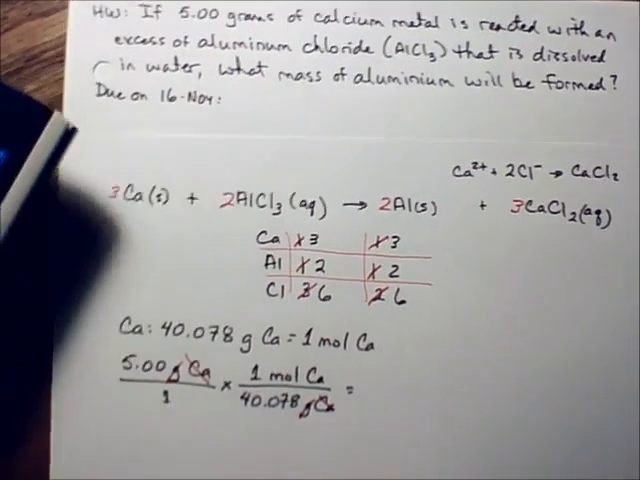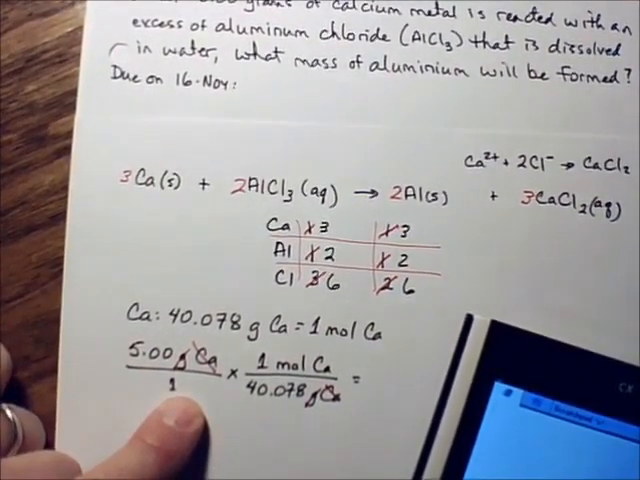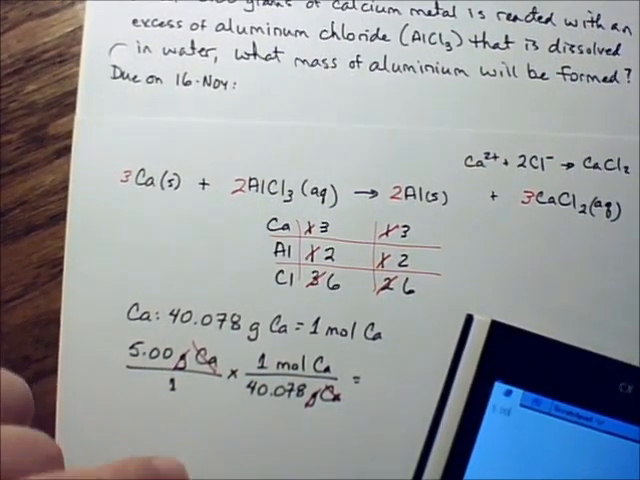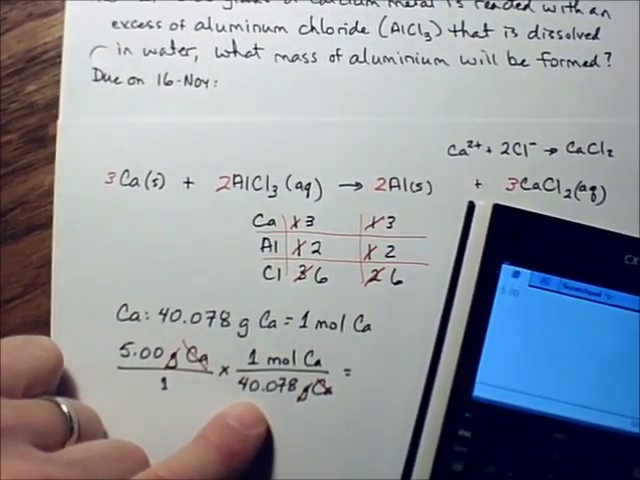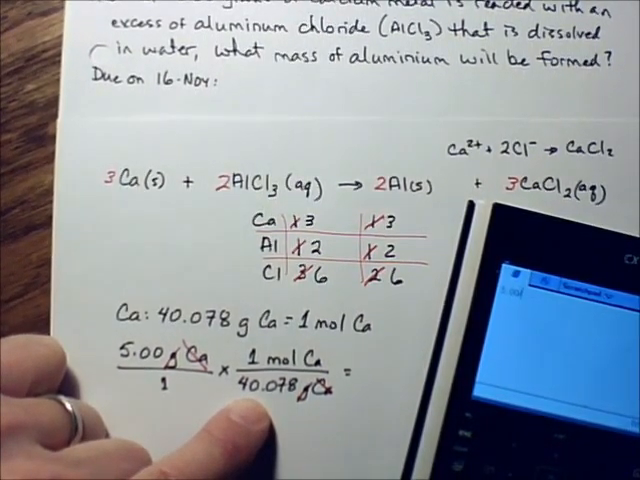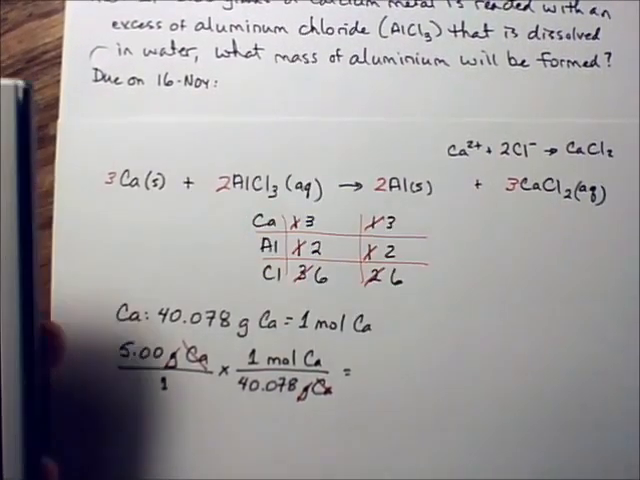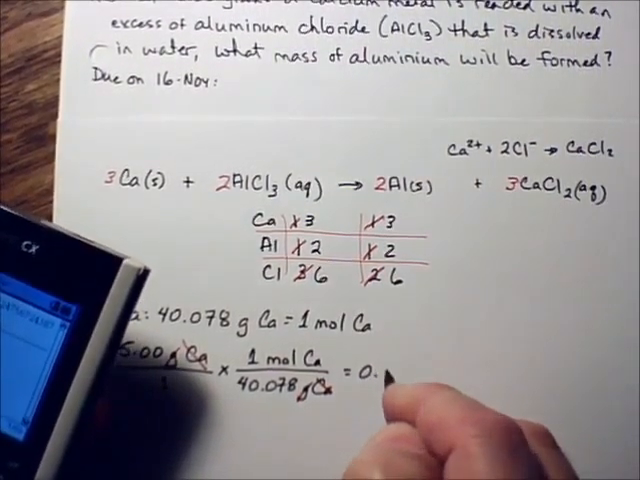So we have 5.00. Multiplying by 1 and dividing by 1 just gives you the same answer, so there's no real reason to do that part. We're just going to simply divide by 40.078. And I get this really long number that we're going to have to round off.